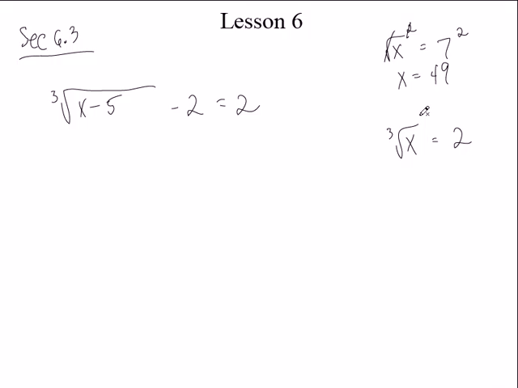That's right, you've got to cube both sides. You see it? Because the opposite of cube rooting it is cubing it. So you cube this side, you cube this side. That cube root cancels, that cube cancels, x equals 8. You with me?